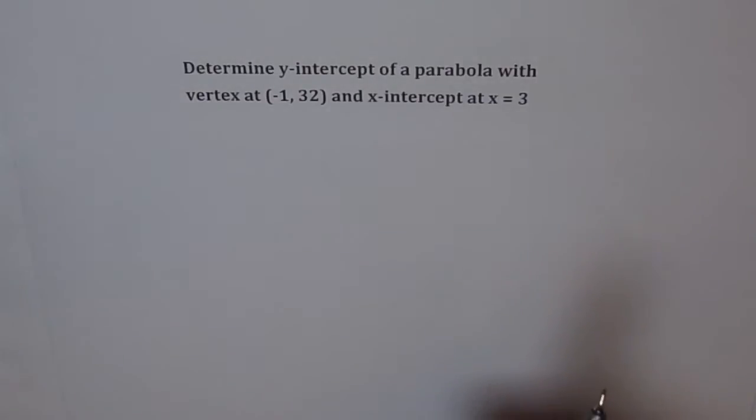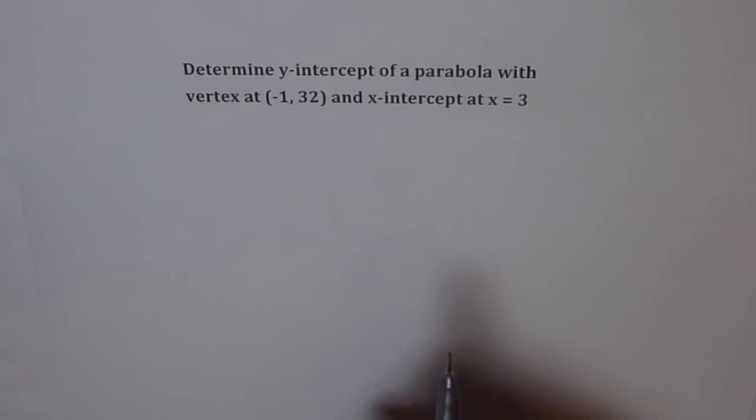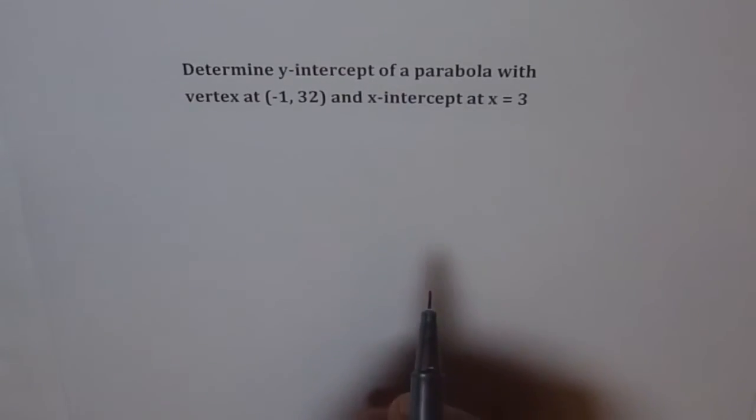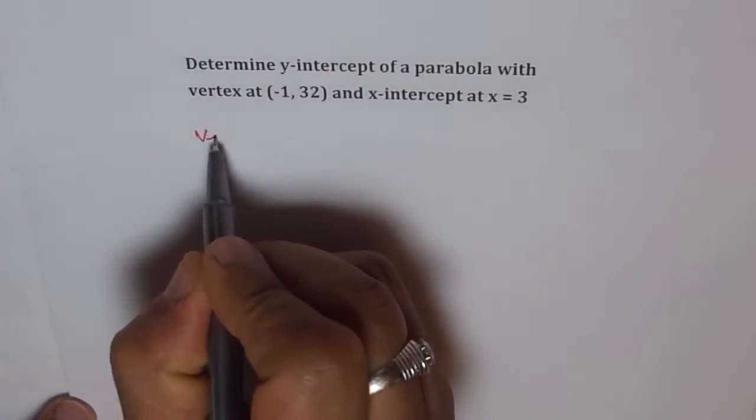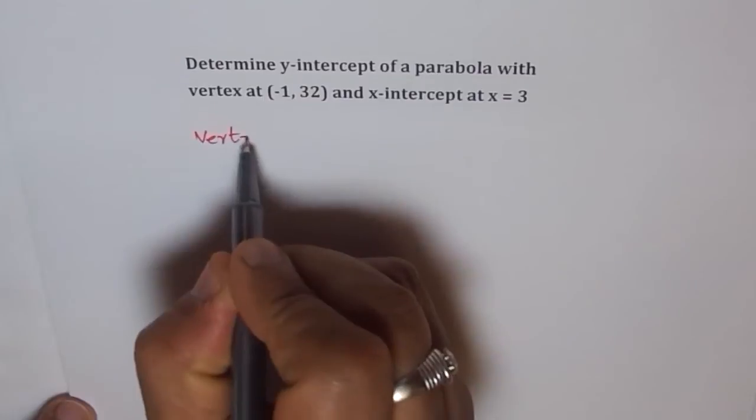So you can try it on your own. Stop the video at this moment and then check the solution. So here we will now start with the solution. The first step, as I told you, is to find the vertex form of our parabola, right?